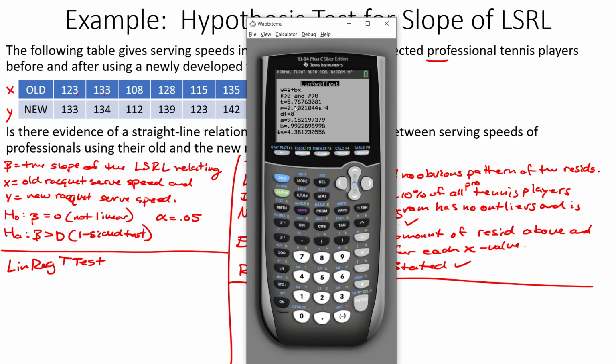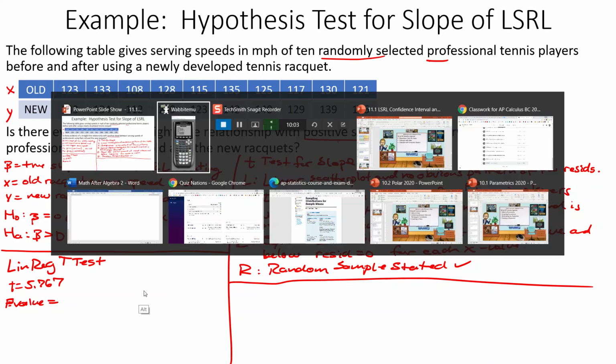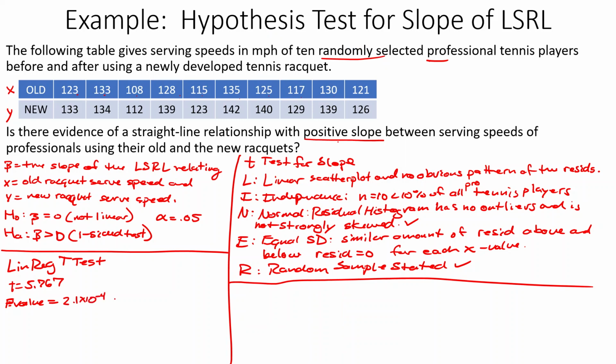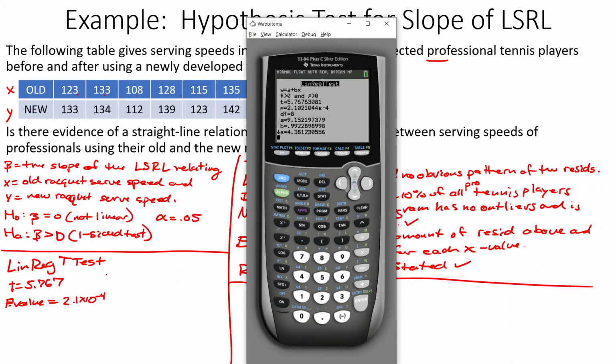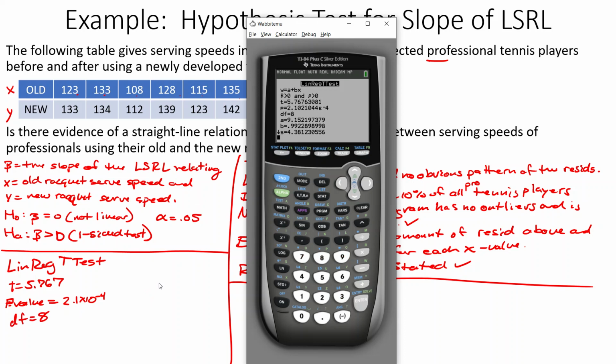So t is 5.767. The p-value was something very small. It's got this e-4, so here it is, p-value 2.1 times 10 to the -4th. So definitely a very small p-value. Our degrees of freedom is 8. And it gives us all the other stuff there too. If we do want the line, which we probably are going to, we can scroll down here with the little arrow. There's our a, there's our b, there's the standard deviation of our residuals. So we want to probably write all that stuff down. Our a is 9.15.